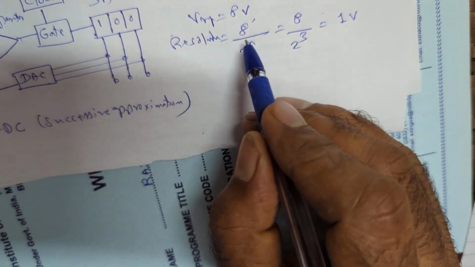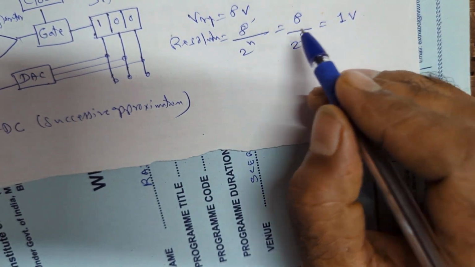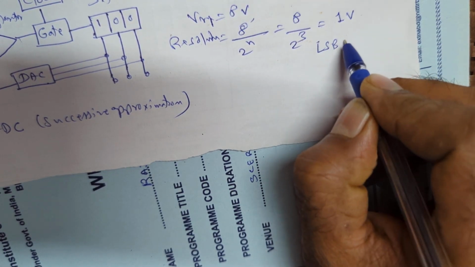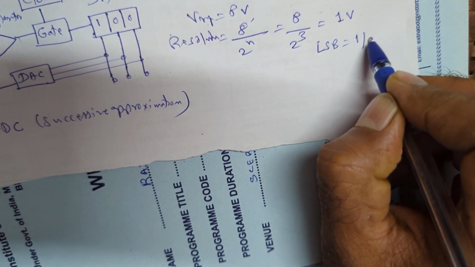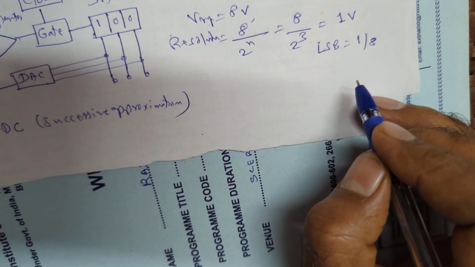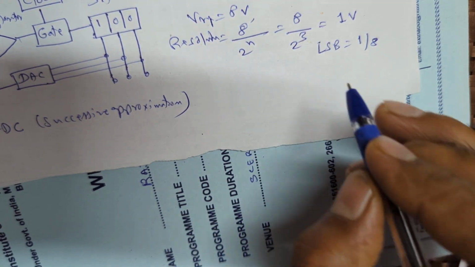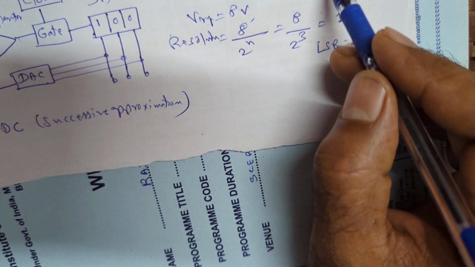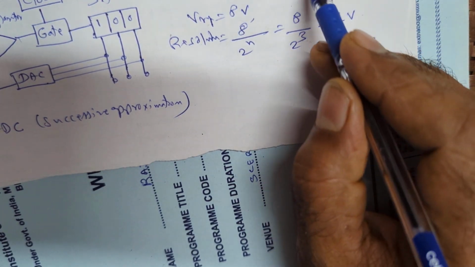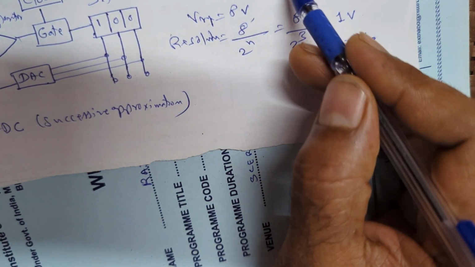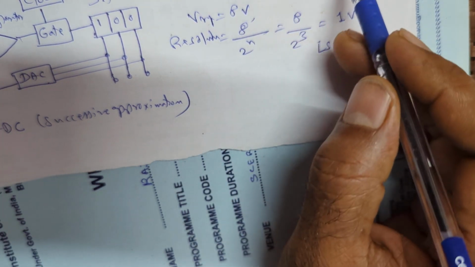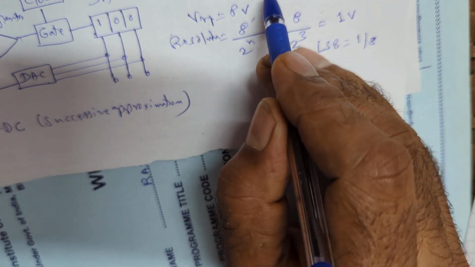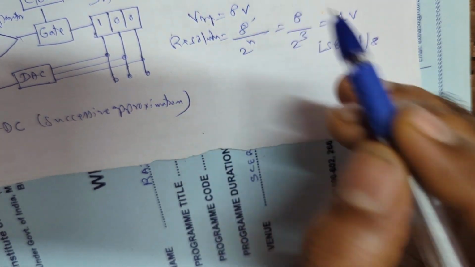That means for 3 bits, the least significant bit is 1/8 of the voltage. So the lowest bit is 1/8. Then the next bit is twice that, 2 times 1/8, so we get 1/4. Then the third bit, the most significant one, because we have only 3 bits, is again twice of this, so it will be half.